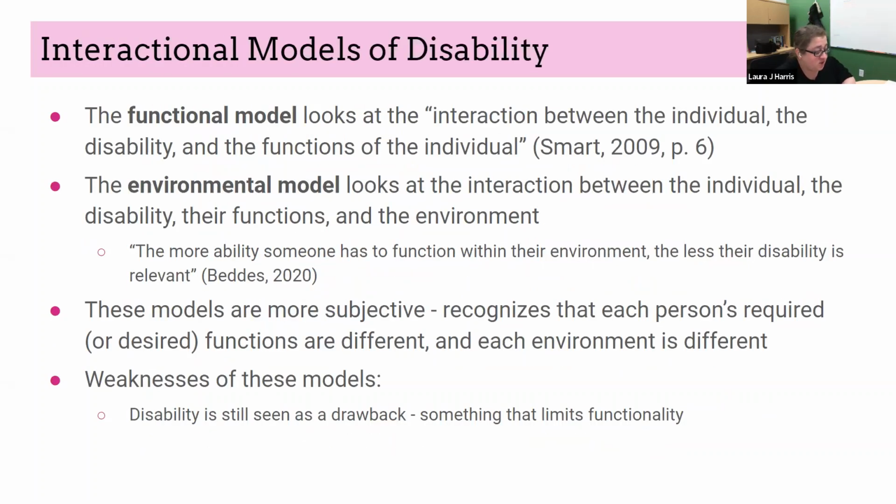Next, we have the interactional models of disability. The functional model looks at the interaction between an individual, their disability, and the functions of that individual. The environmental model takes that a step further. They're looking at the same things, but also the environment. And Betty, I think is the name, made a comment that the more ability someone has to function within their environment, the less their disability is relevant.